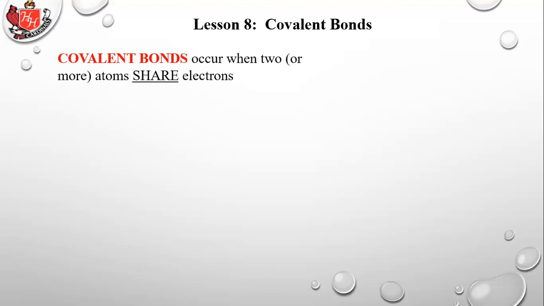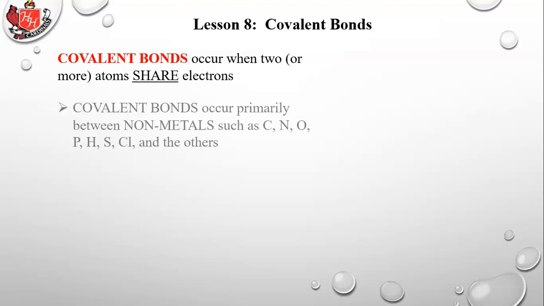Covalent bonds occur when two or more atoms share electrons. If you recall, in ionic bonds, one atom passes an electron completely over to another atom, and then the positive and negative ions, cation and anion, attract each other. In covalent bonds, the two atoms share electrons. One atom does not entirely pass electrons to another.